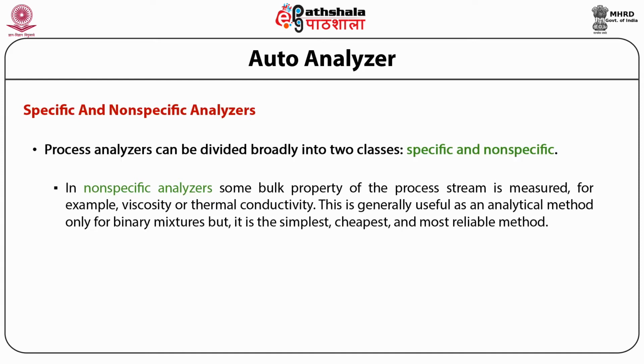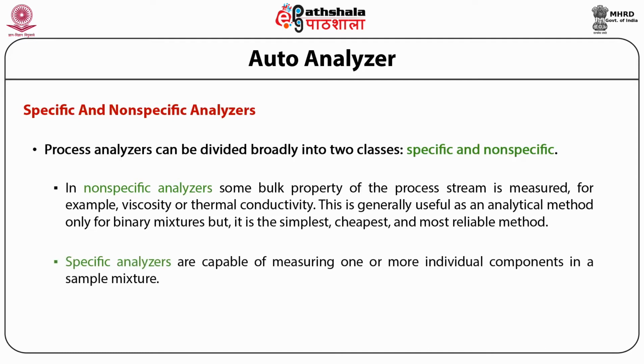reliable method. An exception to the binary mixture limitation occurs where the contribution from one component in the mixture differs markedly from that of all other components. The position is particularly favorable when its contribution is considerably greater than that of the other components. Specific analyzers are capable of measuring one or more individual components in a sample mixture, and a number of these instruments will be discussed in this lecture.